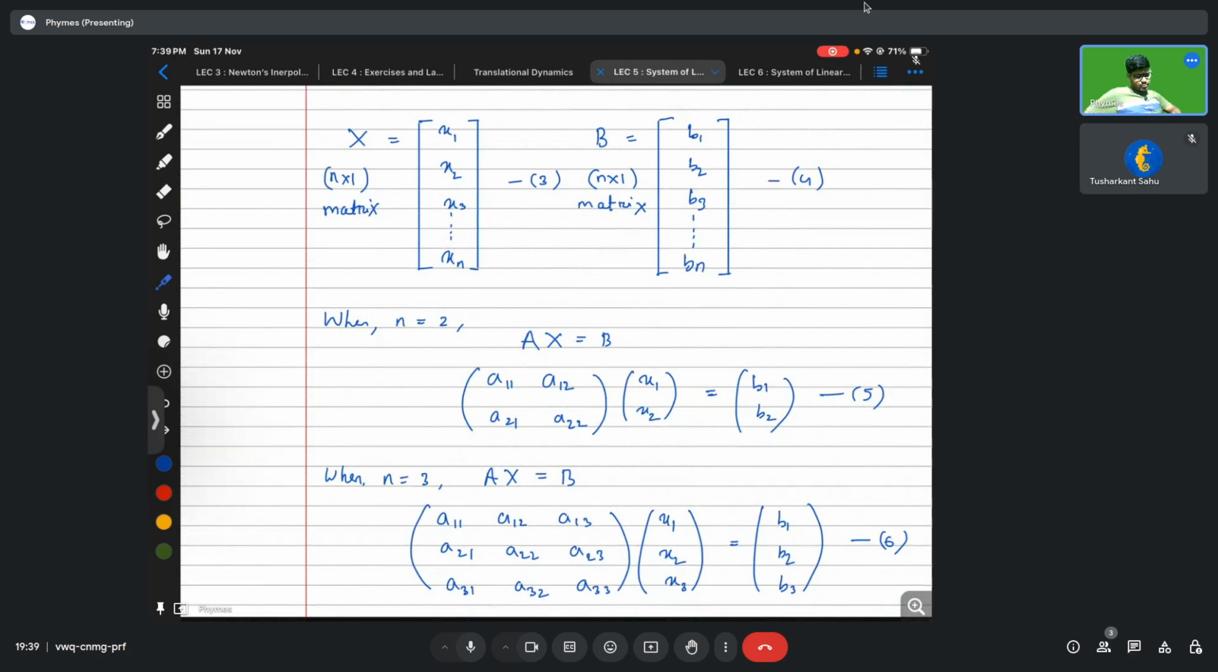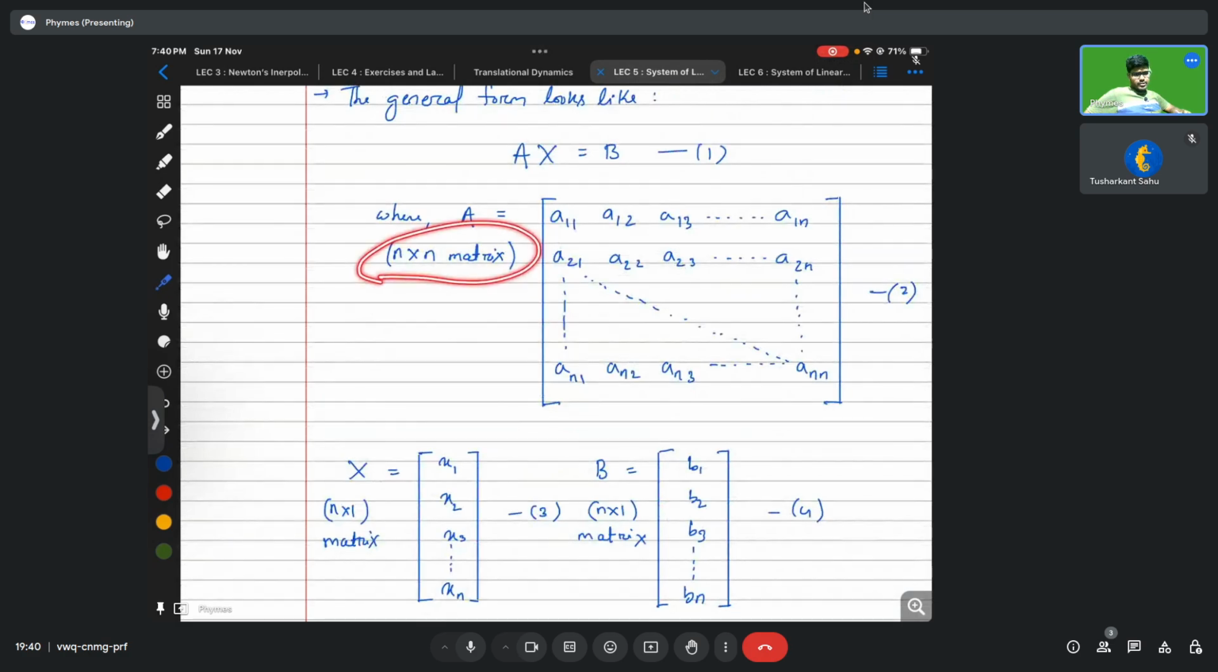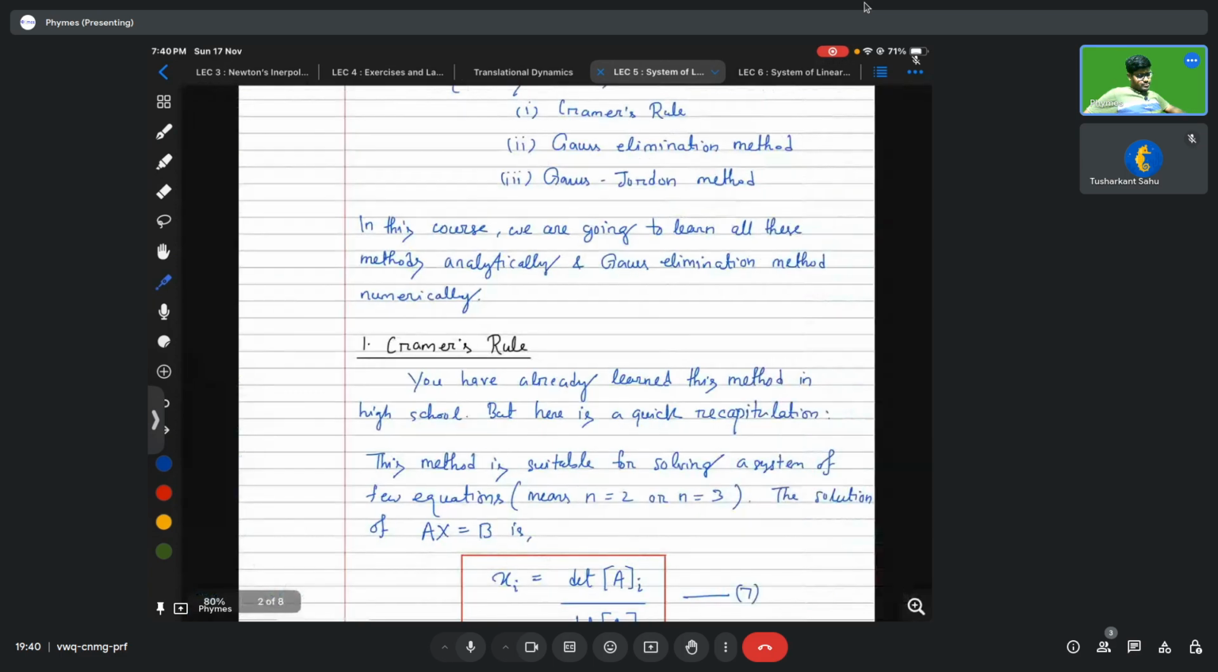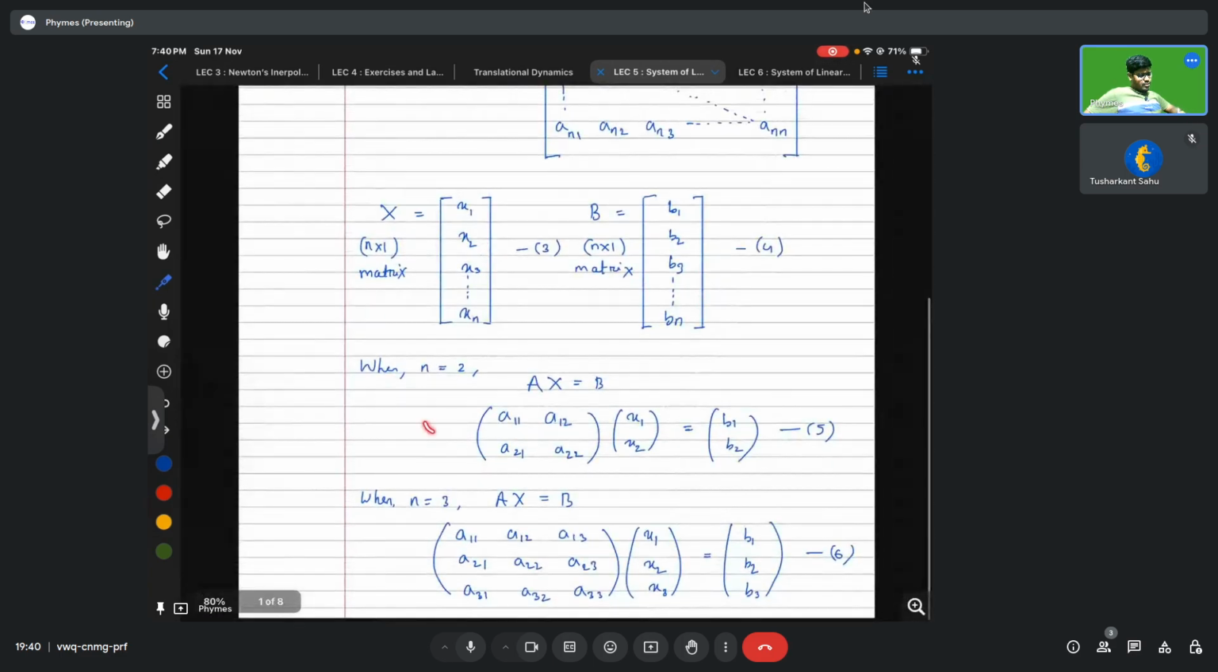So here is an example. If n equals 2, that means the n cross n coefficient matrix, if the value of n is 2, then the coefficient matrix will be a 2 cross 2 matrix, and this is the form of the equation. And for n equal to 3 there will be a 3 cross 3 coefficient matrix, with 3 variables and 3 quantities on the right hand side, right? So this is the form of a system of linear equations, and we can write them in matrix form.